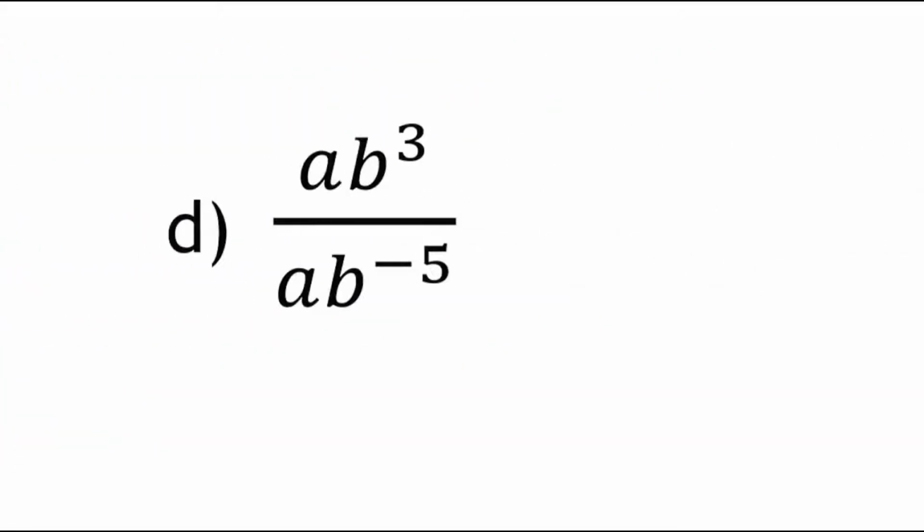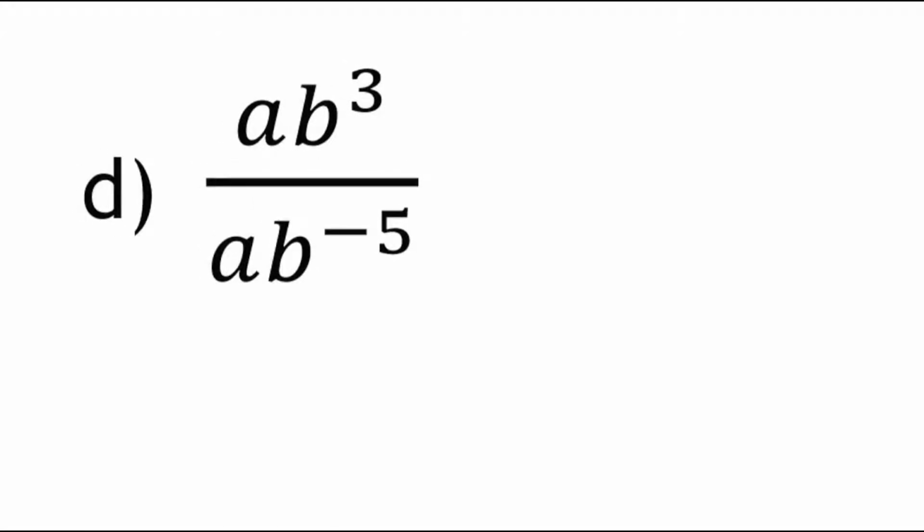And then the last one. One thing's for sure, there is clearly a value of 1 here, right? This a is not being raised to the third power, and it's not being raised to the negative fifth power. There's no parentheses there. So I've got an a over a, which makes a giant 1.